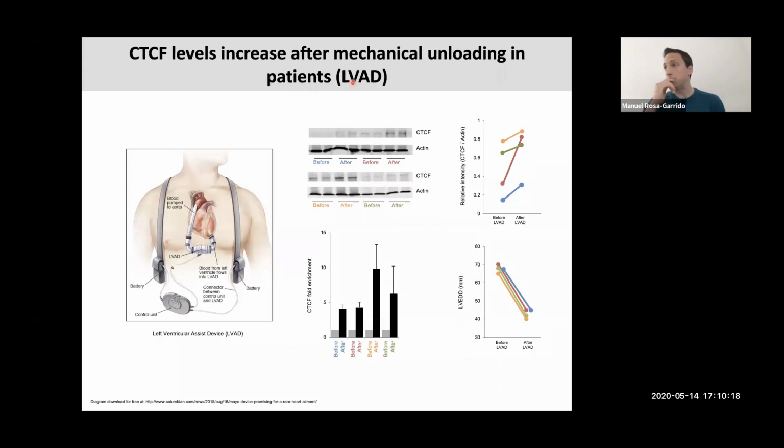To confirm that alteration of CTCF level correlates with heart failure, we also studied CTCF levels before and after the implantation of the LVAD, a left ventricular assist device, in patients. Okay, so the heart of this patient is a hypertrophic heart, but the ejection fraction of this heart is coming down so fast that they need an extra help, an external help, to pump the blood out of the heart. That's why they undergo the implantation of this device.